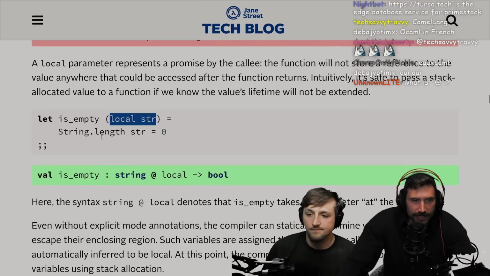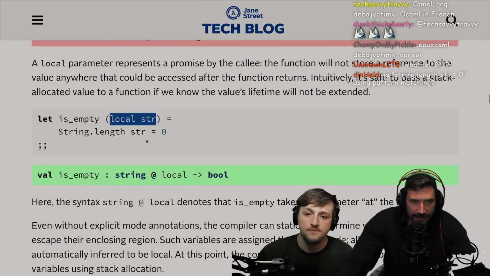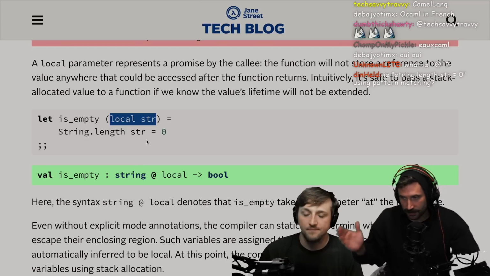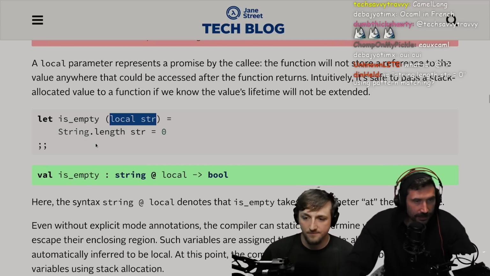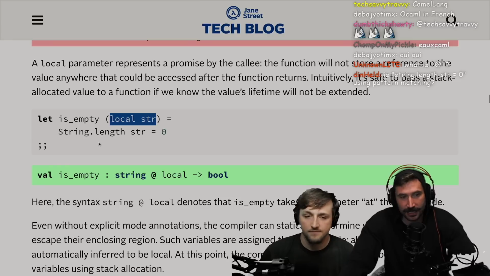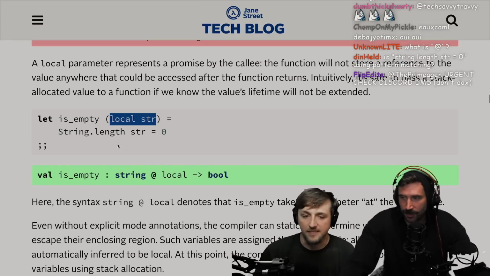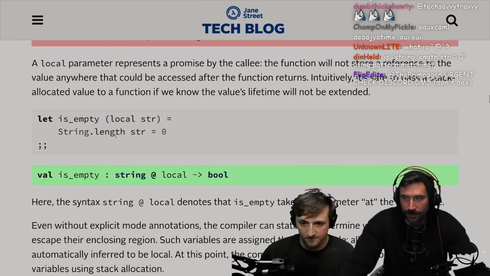So with local string, you can pass in a heap allocated item. It doesn't have to be an explicitly local item. This just means if it can be heap allocated, it will be, but if it can be stack allocated, it also can be. Yes, whereas the other one is heap only if you don't use local.